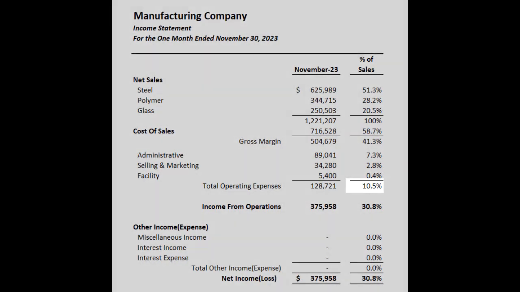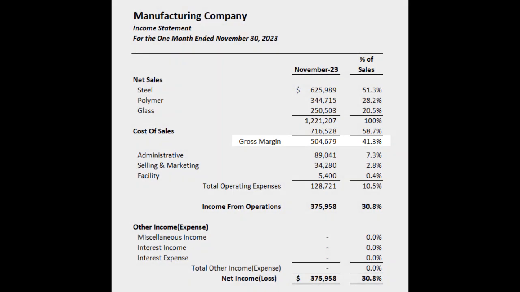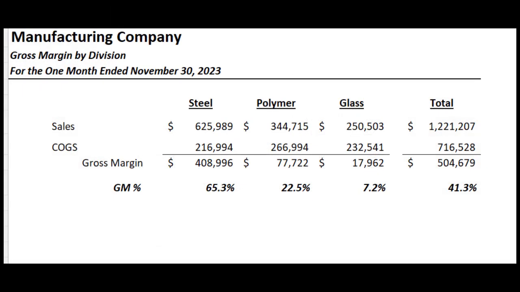So if you think about this another way, your gross margin, this number right here, should at least equal 10.5% of sales. So we know that in order to cover our G&A expenses, our margin needs to be at least 10.5%. So if our gross margin is 10.5%, then we know we're covering all these administrative, selling, and facility expenses. So now that we know our general administrative expenses are 10.5% of sales, we can take that information and break it down by each of these respective divisions in our sample company.